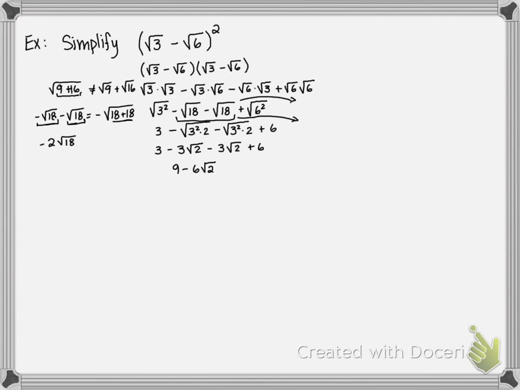Gotcha. So when it comes to adding and subtracting, the numbers that you can add and subtract are only the numbers that are in front of the radical. So those 2 are coefficients, right? So they can be added. These 2 are coefficients, so they can be added or subtracted, as the case may be.